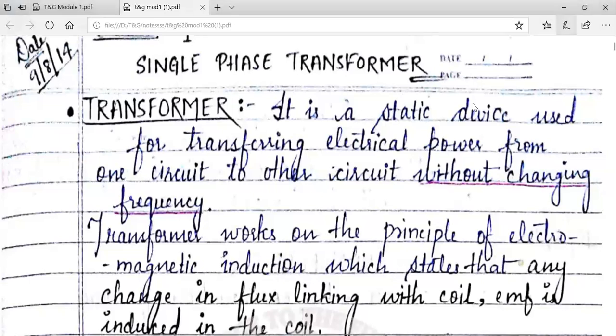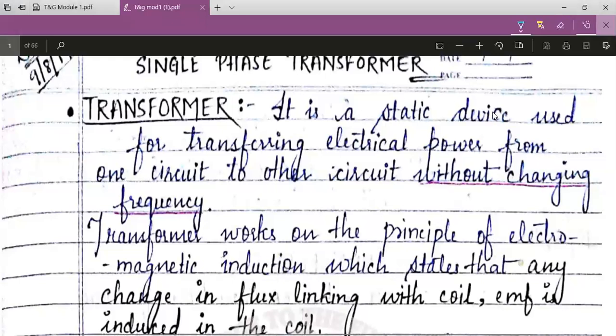So mutual induction, or electromagnetic induction, is nothing but, if the supply is given to the primary side of the transformer, it will induce EMF in the secondary side of the transformer. So that's what we can call mutual induction. So you can see here.